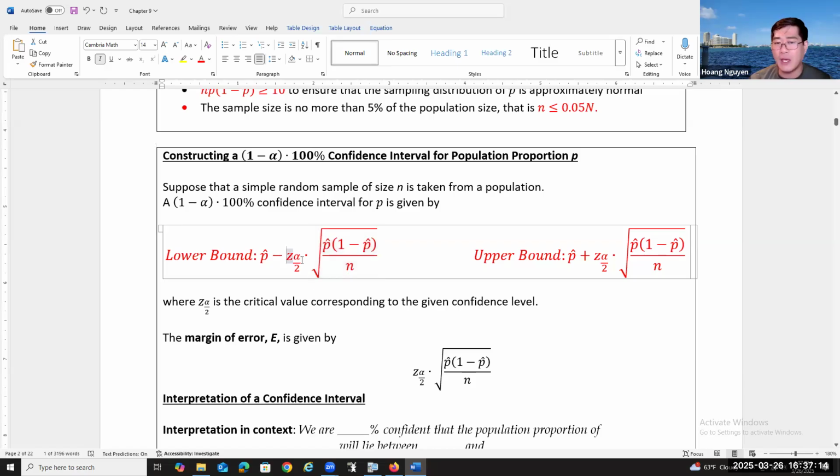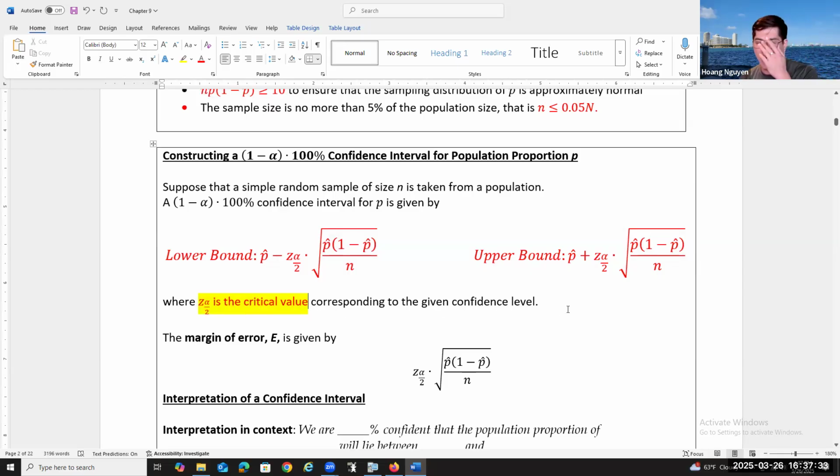So the only other thing that we need is the z sub alpha over 2. What is z sub alpha over 2? z sub alpha over 2 is the critical value corresponding to the given confidence level. How do we calculate z sub alpha over 2, and what does it mean? We will talk about this later.